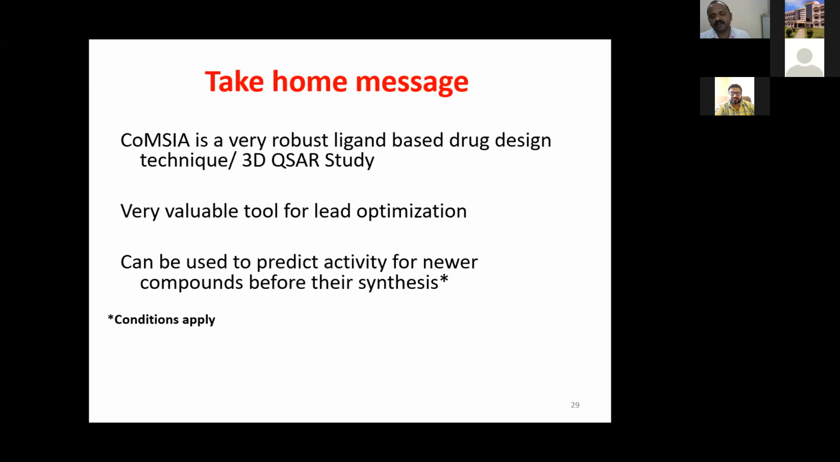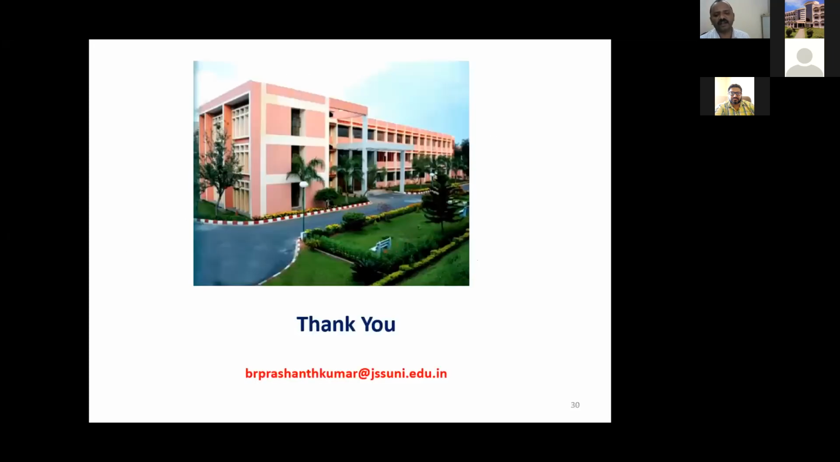Also, if you have a larger number of compounds in the training set, the prediction of the newer compounds' activity is better, and the more the diversity of the structures and the diversity of the activities, the better the prediction. Okay, so with this I'll end my lecture on this interesting topic, but within the stipulated time it is very difficult to explain how important this topic is and how exactly it needs to be performed. You still need guidance and support to do this COMFA and COMSIA.